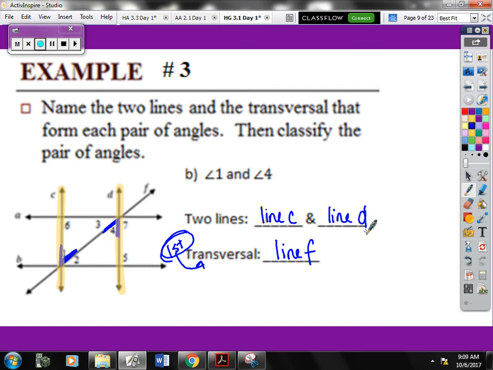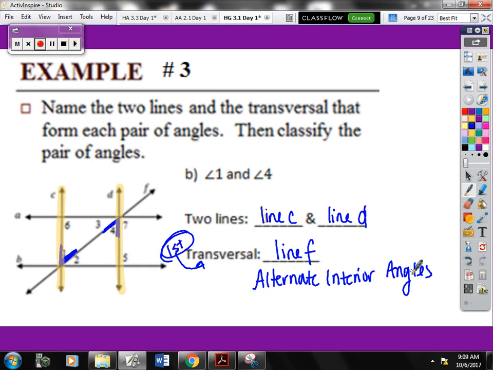First of all, notice that they're inside the yellow lines, right? And they're alternating. So they're inside and alternating, so they're also alternate interior angles. Same as the last ones, but different lines that they were relating to.